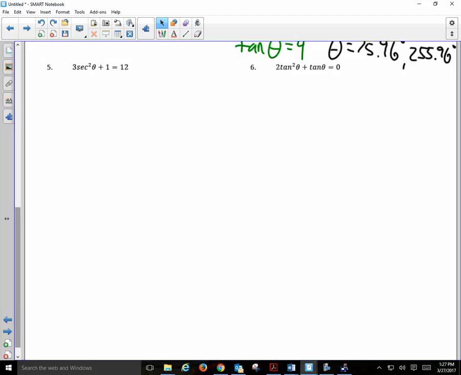We got 4 more problems we're going to do today, and these are all going to be slightly different. Squared. Now, that looks like it would be really bad. It's really not that big of a deal. If we subtract the 1, we get 3 secant squared theta is equal to 11. Divide by 3. Secant squared of theta is 11/3.